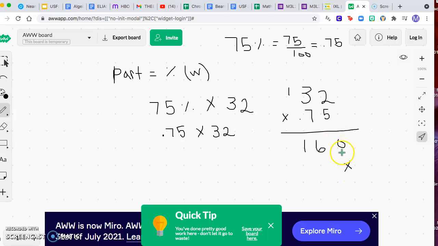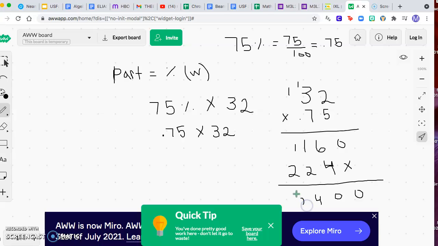Now we shift over, don't forget. So we don't put this next one right under the 0. We shift over to the next place value. So I get 2 times 7 now, which is 14. Carry the 1. 3 times 7 is 21, plus 1 is 22. So here we get 0. 6 plus 4 is 10. Carry the 1. 1 plus 2 is 3, plus 1 is 4.